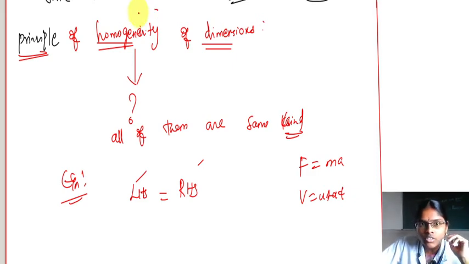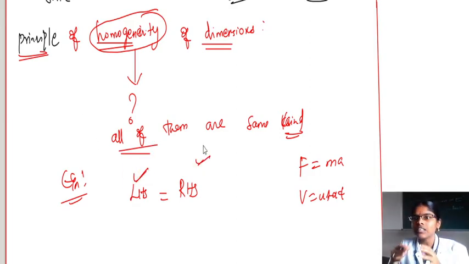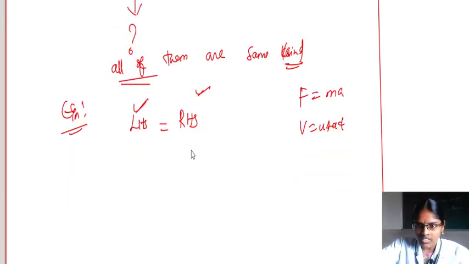You know the meaning of the word homogeneity. Homogeneity means all of them are of the same kind. So which should be of the same kind? Both the sides of the equation must have the same dimension. I repeat again, both the sides of the equation must have the same dimensions, right? If they have the same dimension, then the equation is dimensionally correct. So this is the principle, right? Both LHS and RHS, both the sides should have the same dimensions. If they have the same dimension, then we can conclude the equation is dimensionally correct. So this is the concept or the explanation for the principle.